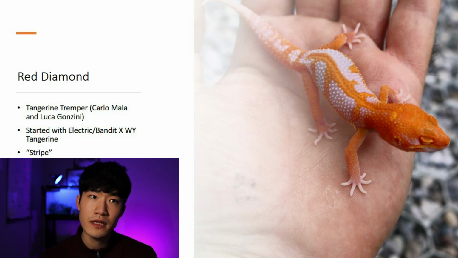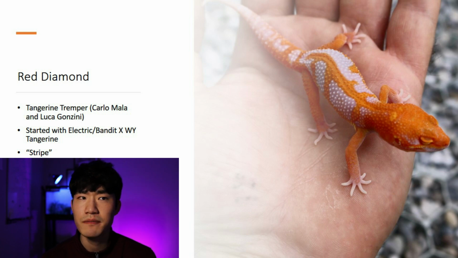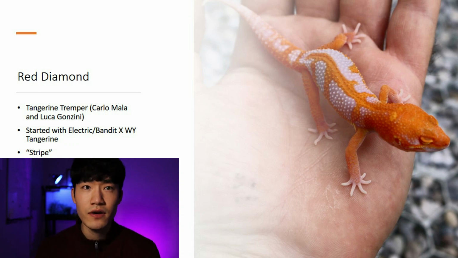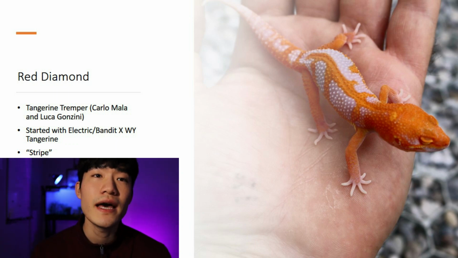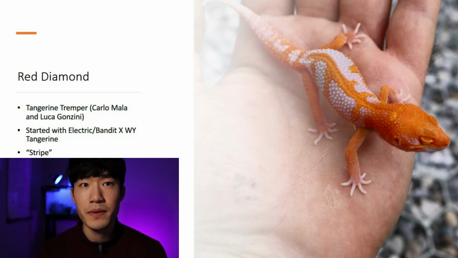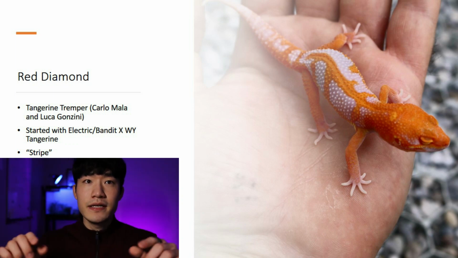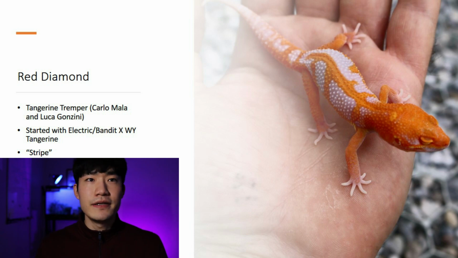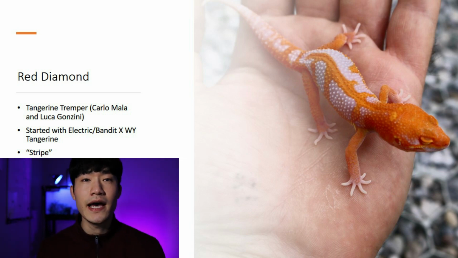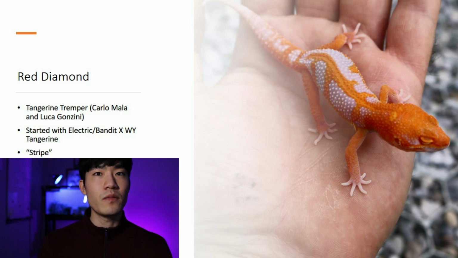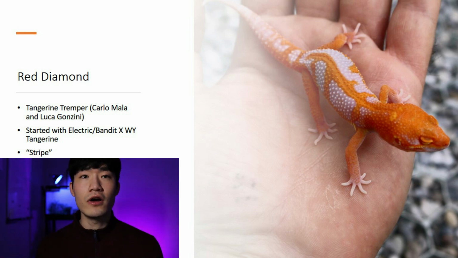When they first started the red diamond projects, which I believe was an Italian breeder, they started with the electric tangerine and banded tangerine with the WY tangerine together to create this. So you see that white pattern on its back, right? But it's not like a banded, it's more like a stripe pattern. So that's basically a big characteristic for red diamond, and also red diamond has a little bit more of that orange color on its body.